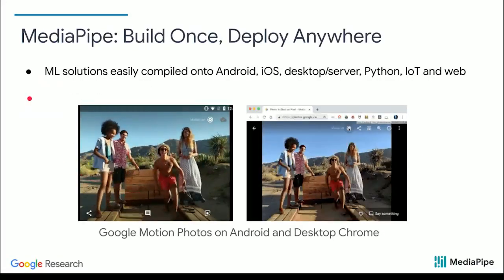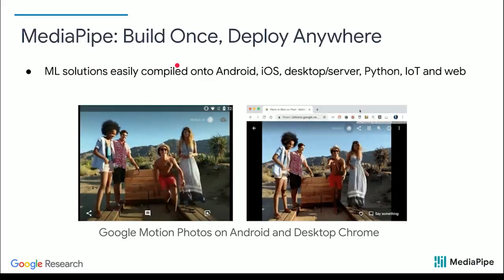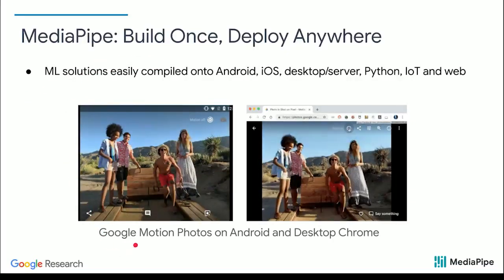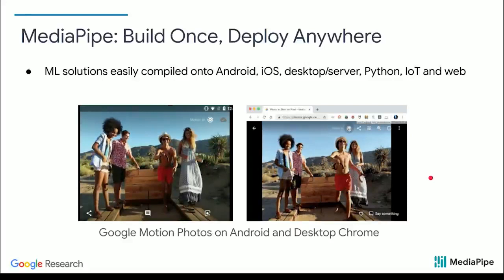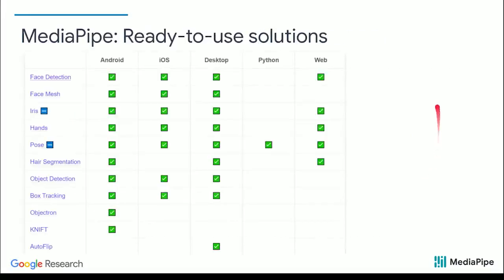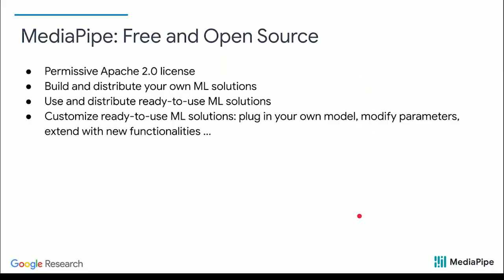Here you can see an example of cross-compiled ML solutions. This is Google Motion Photos on the left running on Android, and on the right running in Google Photos in your web browser. It comes with a variety of ready-to-use solutions. Most of them can run across all these platforms, and we touched on a lot of them. And as I mentioned, MediaPipe is free and open source. It comes with an Apache 2 license. You can use it to build your own ML solutions, or use the existing ones, or customize them even further.